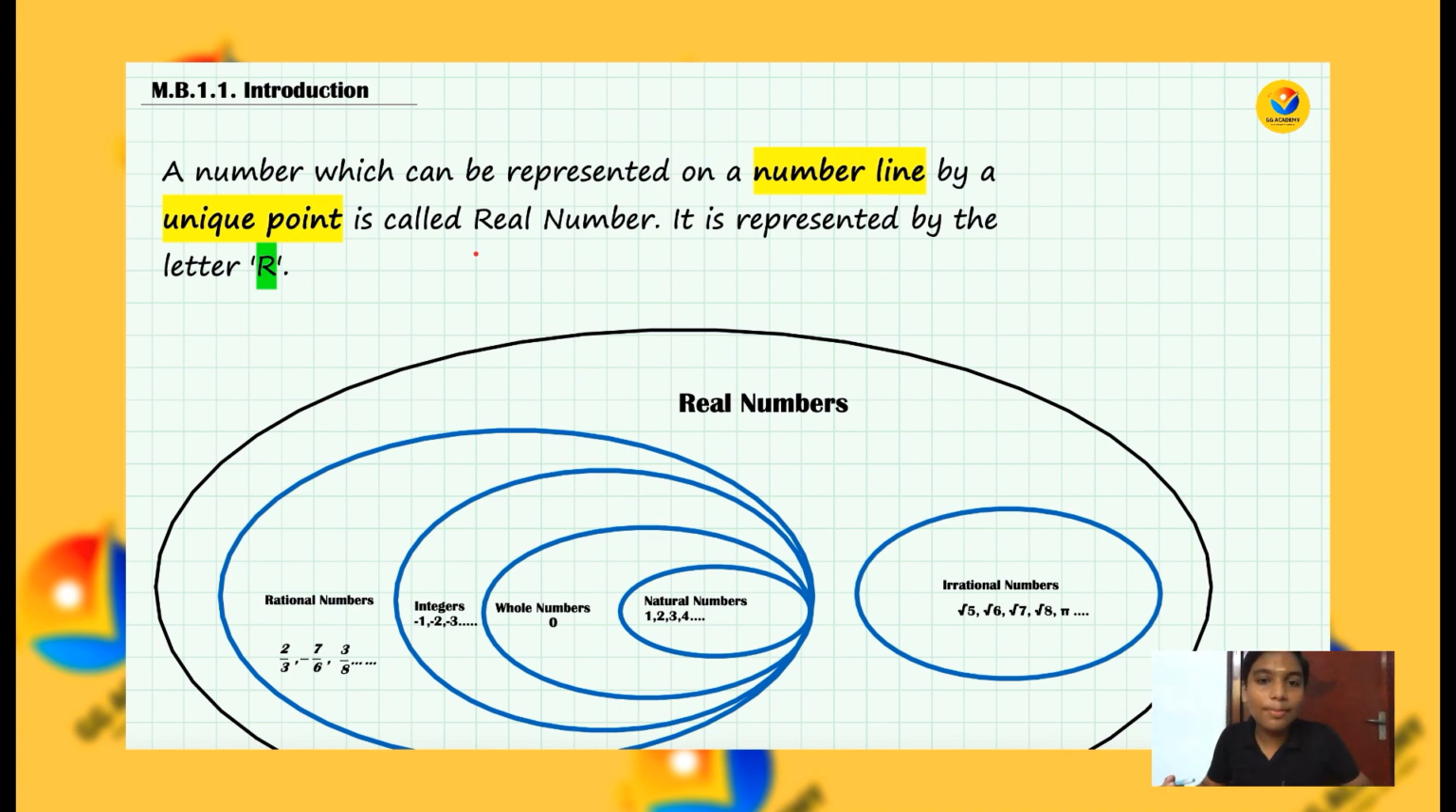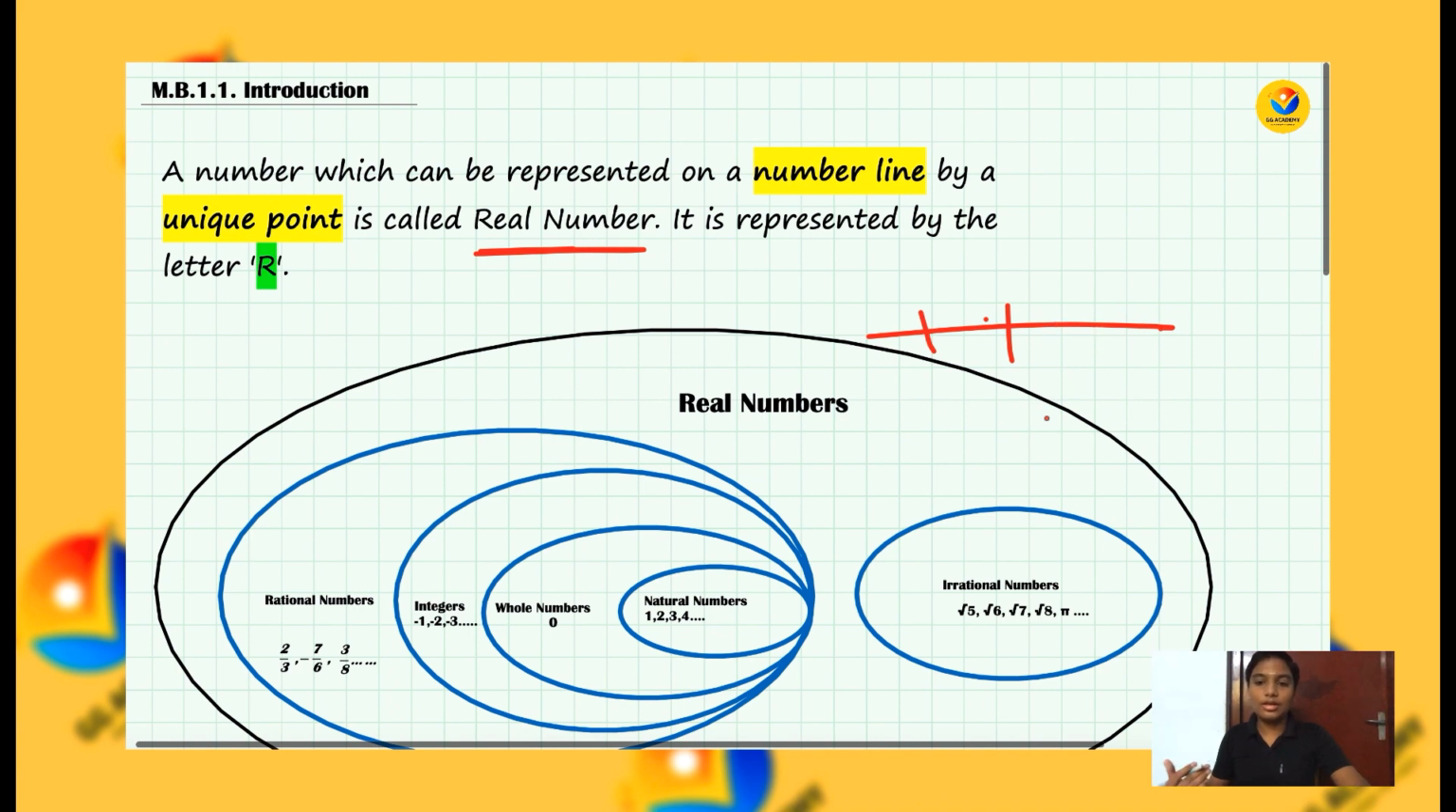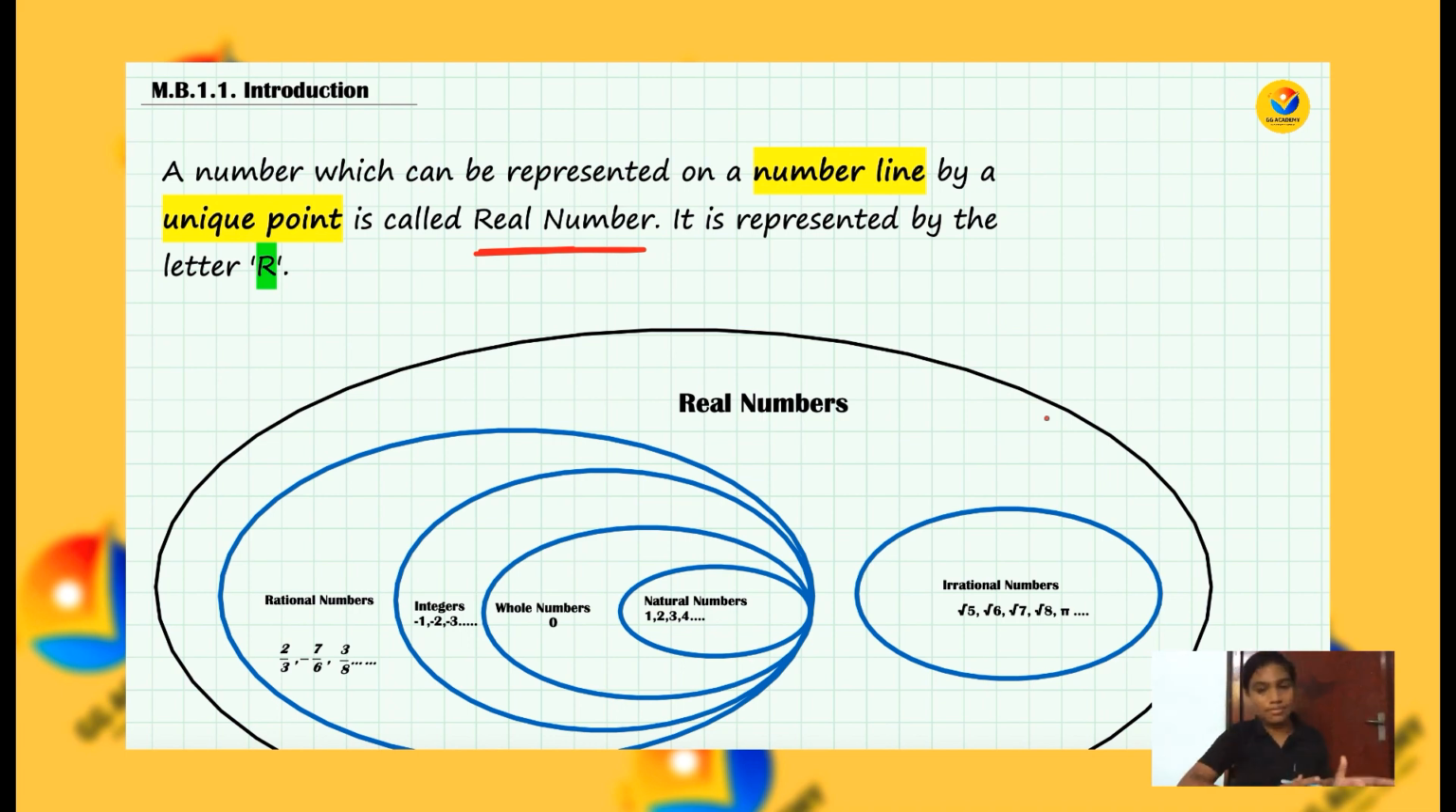So first, you have to understand that a number which can be represented on a number line by a unique point is called a real number. So that means, if there is a number line and I mark some points on it, and I can represent a number on this number line, for example 1, 2, 3 and so on, that can be called a real number. It is understood that a real number is a number which can be represented on a number line by a unique point. It is represented by the letter R. We have to understand this, it is very important.